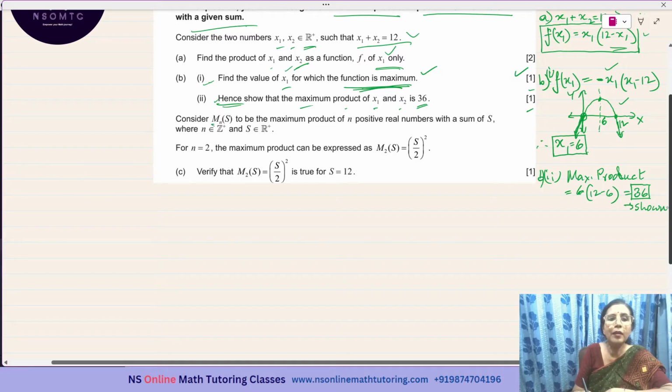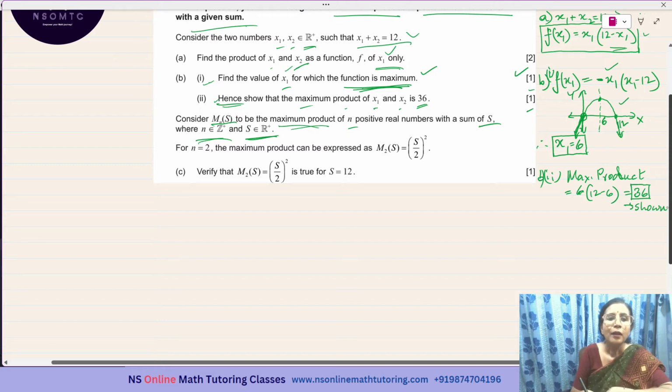Consider Mn of S to be the maximum product of n positive real numbers with the sum of S, where n belongs to the set of positive integers. Because it is the number of real numbers, it has to be a positive integer, and S belongs to the set of positive real numbers. Because each of the numbers are positive real numbers, the sum will also be another positive real number.